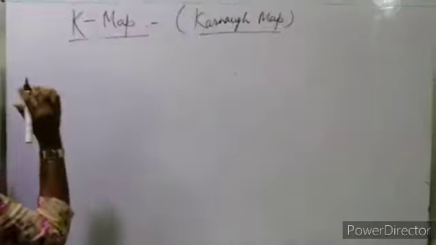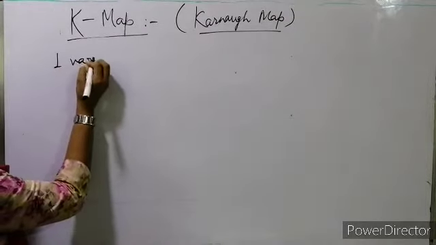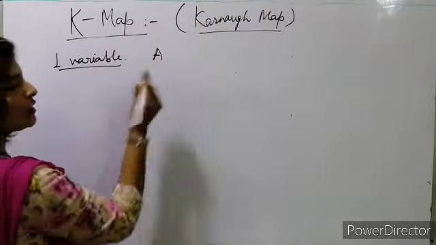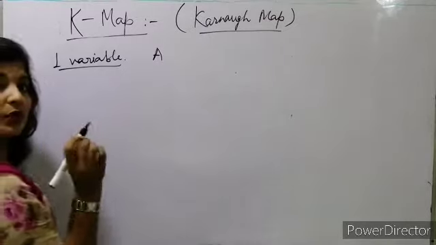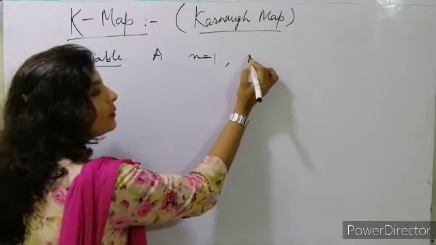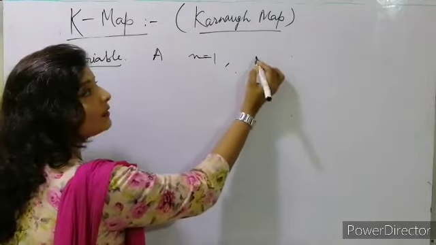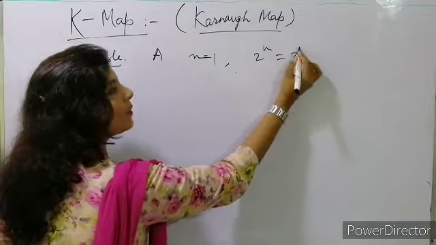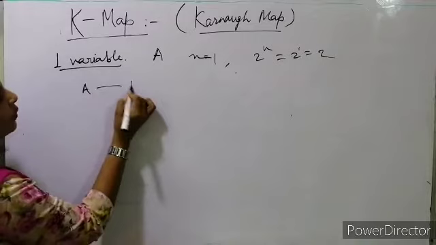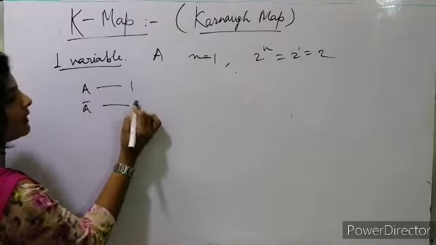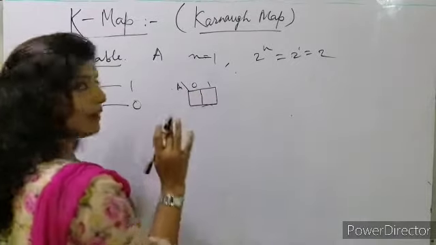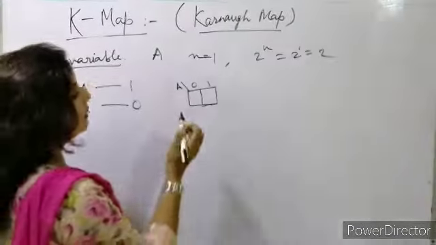First of all, we'll take one variable. One variable means A. So there will be two conditions. Why will two terms be there? Because when n is equal to 1, the number of terms will be 2 to the power n, that is 2 to the power 1, meaning 2 terms. So what are the 2 terms? One is A when A is 1 and the complement of A when A is 0. So 0 and 1, there will be only two boxes. Why? Because there is only one variable.